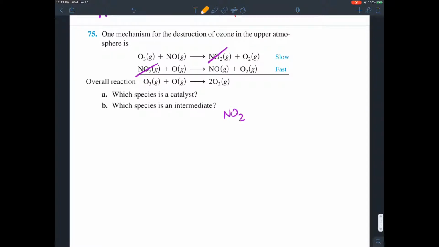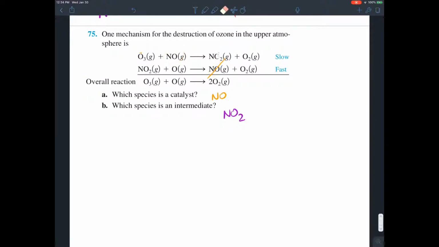So what are the two things that are present in the beginning? Well, I have this O3. Does it cancel with anything at all? It doesn't. So that's not going to be a catalyst, because O3 is present at the end, and I said that a catalyst is not present in the overall reaction. We see here that the nitrogen monoxide, NO, is present in the beginning, and it is subsequently present at the end. Because they're on opposite sides of the arrow, they cancel, and they're not present in the overall reaction. So my catalyst would be the nitrogen monoxide that we see here.